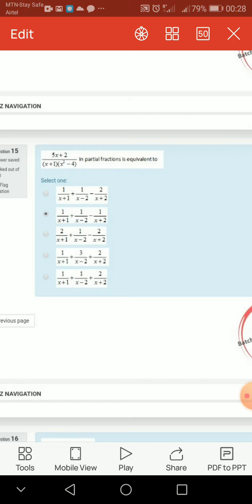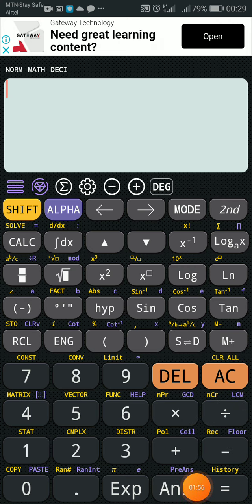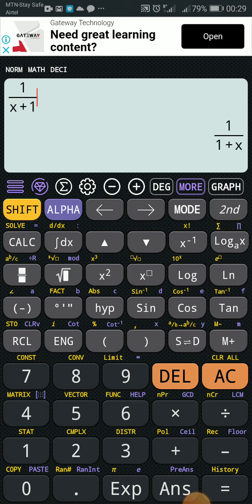So I'm going to write each of the options and see which of them will give me the same 0.85 with x. Okay, let's see the first one. 1 over x plus 1, plus 1 over x minus 2. Okay, so let's cancel this. So we have 1 over x plus 1, that's x plus 1. Then plus 1 over x minus 2, that's x minus 2.